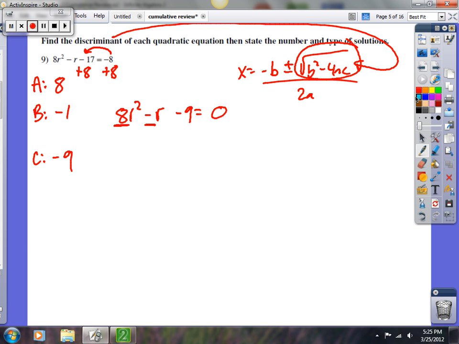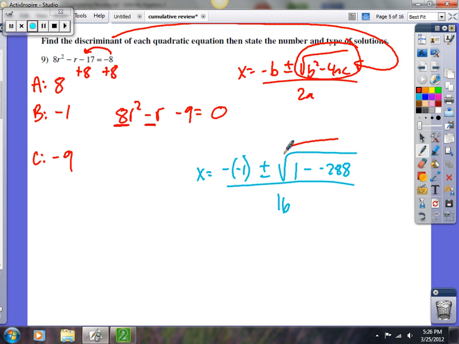Okay, now you can plug them into your quadratic formula. So x equals -b, and b is -1, plus or minus the square root of b squared, -1 times -1 is +1, minus 4 times a times c. Let me grab a calculator. 4 times 8 is 32, and 32 times -9 is -288, all over 2 times a, 16. Now all I care about is this guy right here.